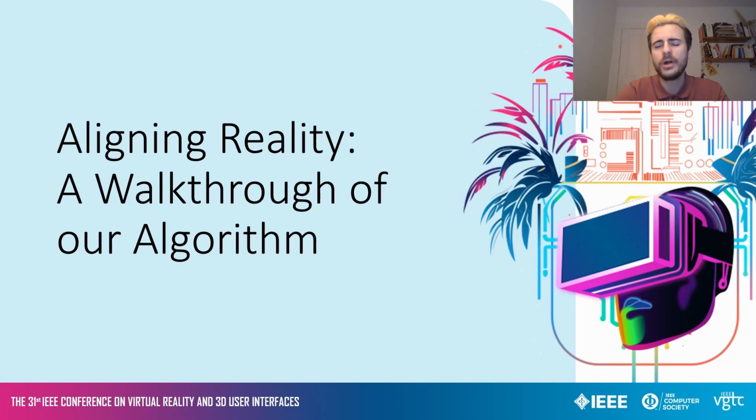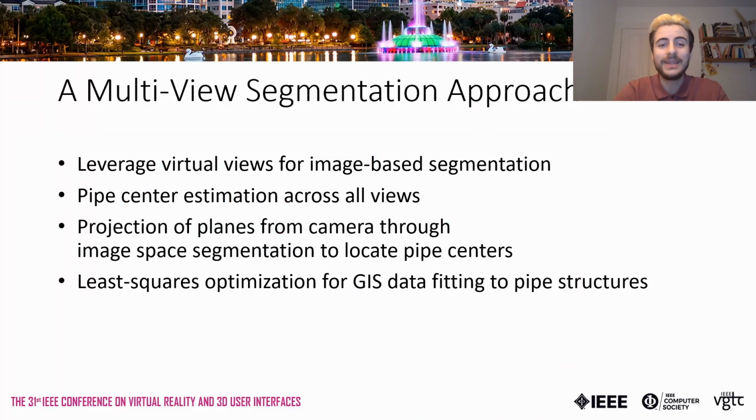Let me walk you through our algorithm. To handle noisy 3D data effectively, we apply a multi-view segmentation approach on image renderings. We determine the centers of pipes in image spaces and then map these back into 3D space by creation of planes from the camera centers through the segmented images. Intersection of those planes yield the actual center of pipes in the 3D data. The segmentation results are then used in a least squares optimization for alignment of the given pipe data.